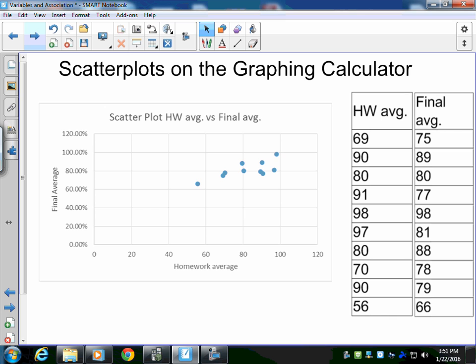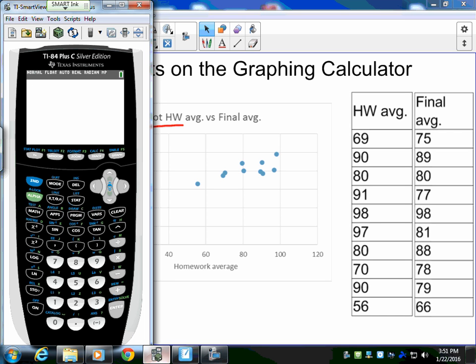Now, once we've identified these and put our graph together, labeling our axes, in this case we have our homework averages across the x-axis and the final grade average across the y-axis, and we have these values. This scatter plot was created in Excel, but the tool that you're going to have most often is your graphing calculator.